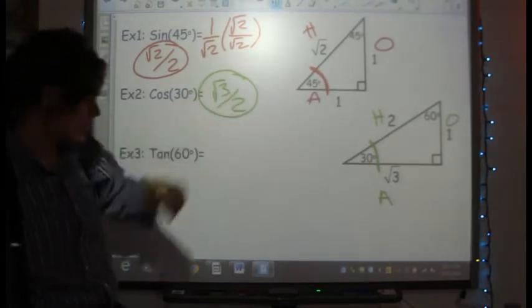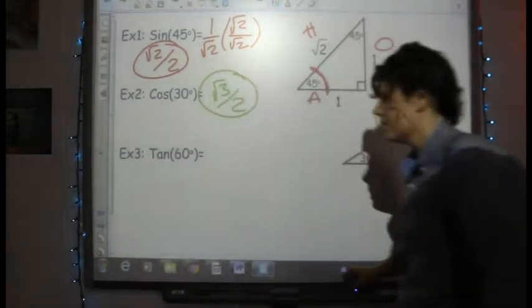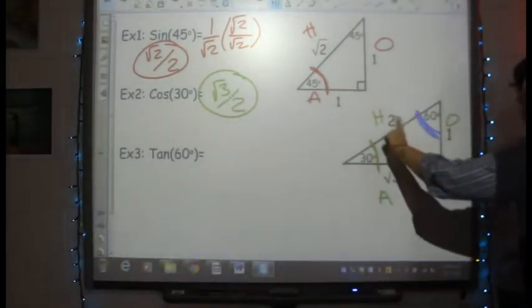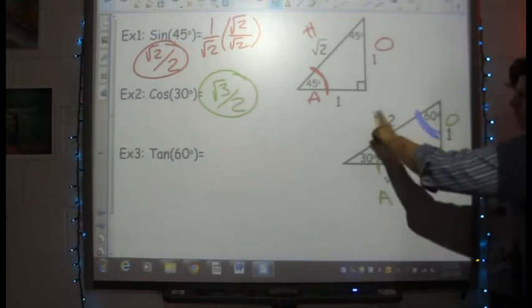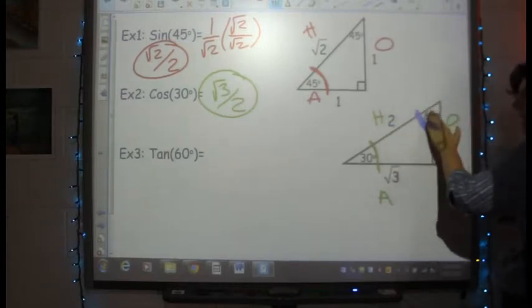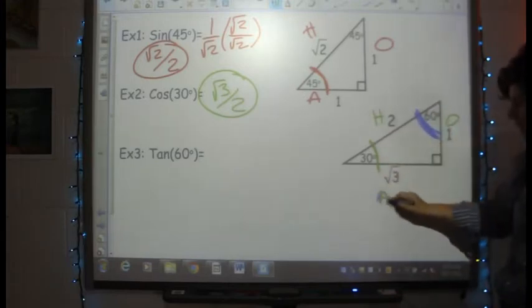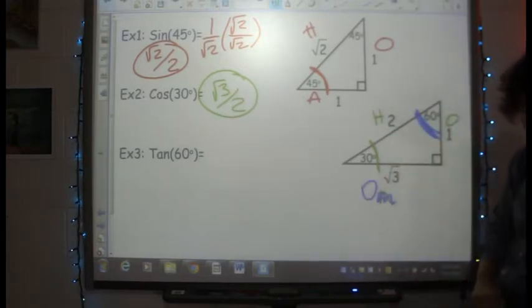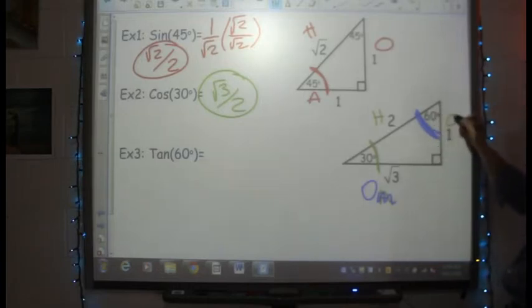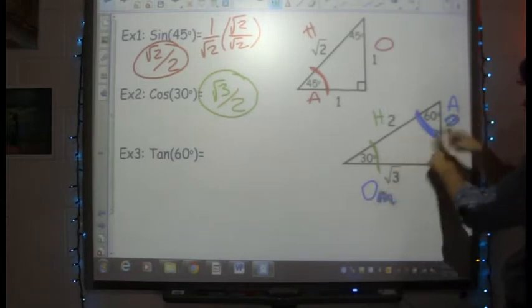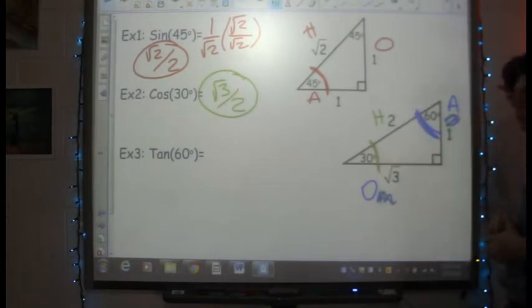Tangent of 60, we're going to use that same triangle, except this time, I'm going to use the 60 degree. Now the hypotenuse stays the same. The hypotenuse is always across from the 90 degrees. However, now the side opposite of the 60 degrees is the square root of 3. This is now the opposite. Now the one left over, the one touching it, the 1 is the adjacent side. So the hypotenuse stayed the same, and the sides switch there in terms of your reference angle.